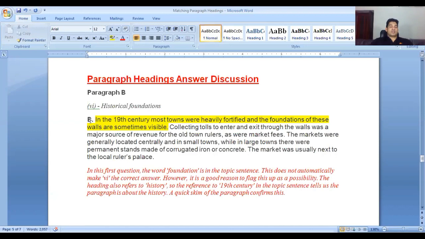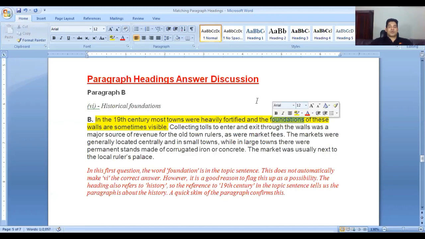Paragraph B, it is written actually, in the 19th century, most towns were heavily fortified and the foundations of these walls are sometimes visible. So this is actually the underlined topic sentence in historical foundation. Let's discuss the case here. In this first question, the word foundation is in the topic sentence. Now look at that. Foundation is there, and you have to find the word foundation over here. Okay, here the word foundation is.